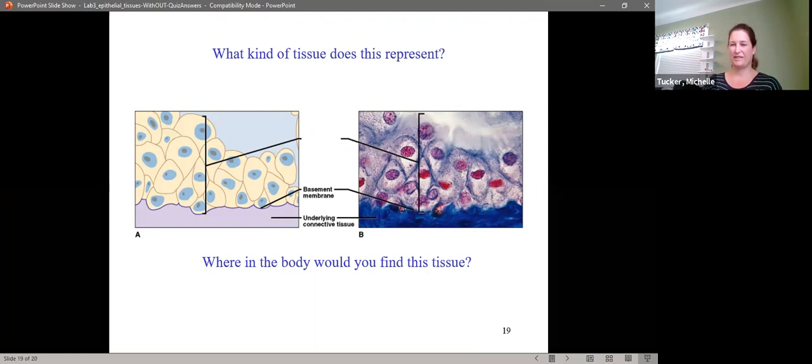It is transitional epithelium, and it is a stratified tissue because it has multiple layers. The next slide presentation has a better representation. This is just showing it has these dome-shaped cells. Again, it's heavily magnified. But where in the body would you find this tissue? It's found in the urinary bladder.